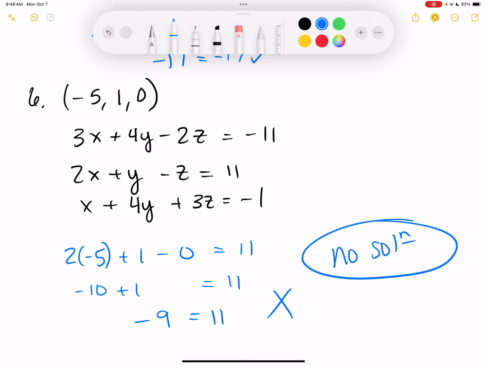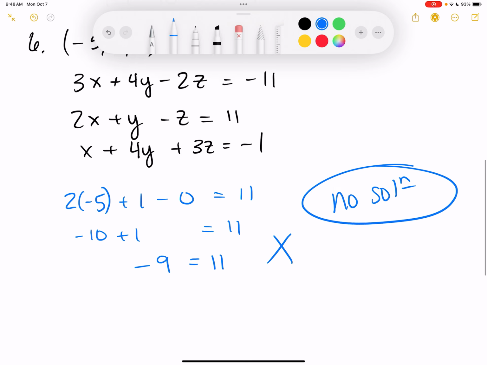Okay, now we're going to jump into actually solving the system using elimination.